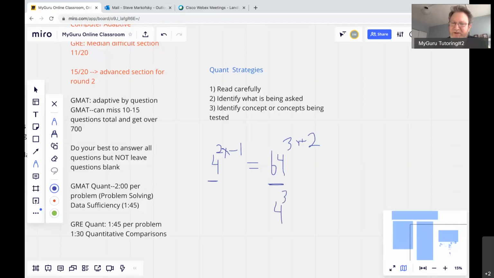And now you can say, well, okay, this is actually 4 to the 2x minus 1 equals 4 cubed to the 3x plus 2. So what we've actually done is figured out a way to make this a more simple question, something that tests you on core concepts, which is really what happens when you raise 4 to a power, and you've gotten one side equal to another side, which makes it a lot easier to work with.